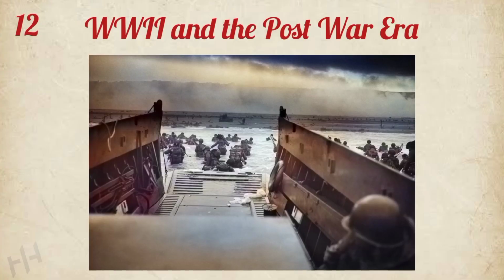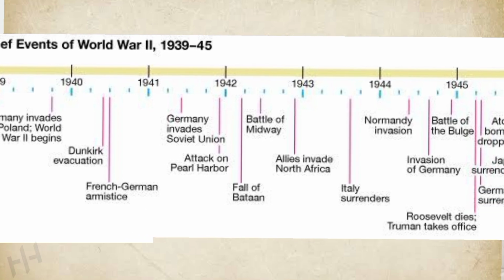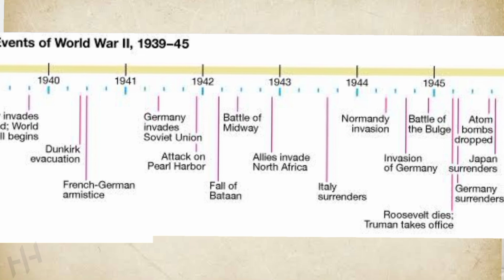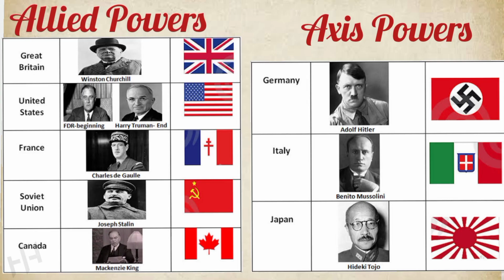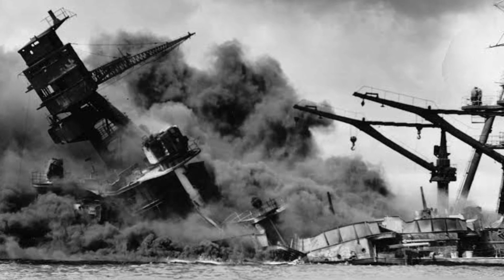World War II and the post-war era. Let's explore the impact of World War II and its aftermath on the United States. The war, which began in 1939 with the invasion of Poland, drew the United States into a global conflict against the Axis powers of Germany, Japan, and Italy. The attack on Pearl Harbor by Japan in 1941 propelled the United States into the war, galvanizing public support for the war effort.